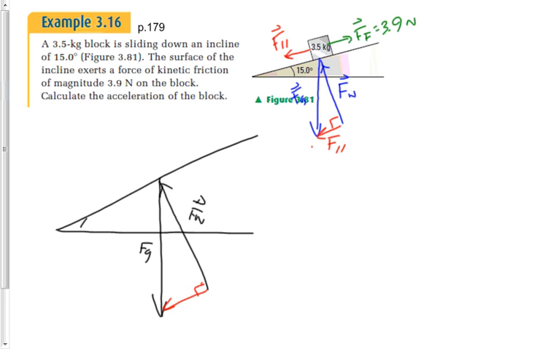This is 15 degrees. This is 90 degrees. If that's 15 and that's 90, then this one has to be 75 degrees. Right? The sum of the angles inside a triangle are always going to be 180. So that's got to be 75. Does that make sense? Well, this angle right here between the surface and the normal line is going to be 90 because that's the definition of the normal line, a 90-degree angle. If that's 90 and that's 75, then this one's going to be 15.